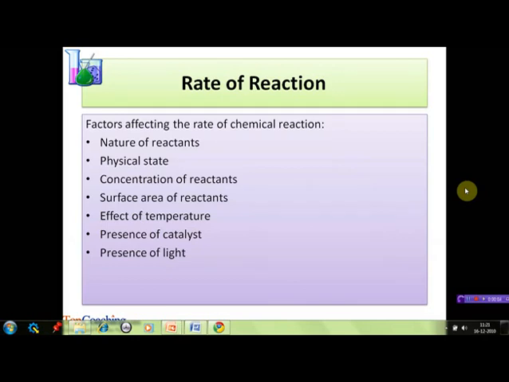The second important factor is the physical state of the reactants. The reactants which are in solution form or in gaseous form tend to react more rapidly than the reactants which are solids. Also, those reactants which are in the same phase react rapidly as compared to those reactants which are in different phases. Because when the reactants are in different phases, the reaction is limited to the interface of those phases, which slows down the reaction rate.